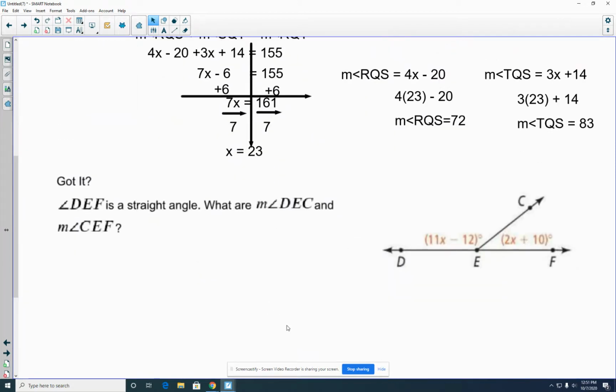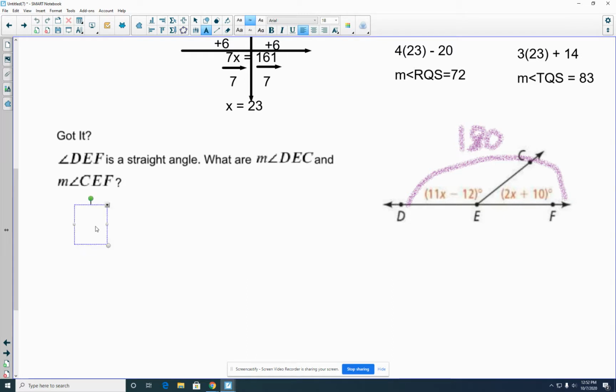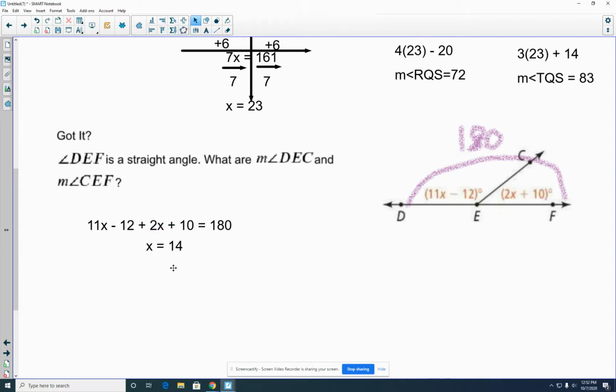So let's go ahead and try it for this one here. We have a straight angle, DEF, which we know a straight angle is going to sum to 180 degrees. So from here to here, we have 180. And then from this point, we can write our equation, right? We know that the two angles, 11x minus 12 plus 2x plus 10, have to equal 180. Like before, draw your line down the middle, combine like terms. For this one, I'm going to kind of cut to the chase. After we solve that equation, we isolate and we solve, we get x equals 14.